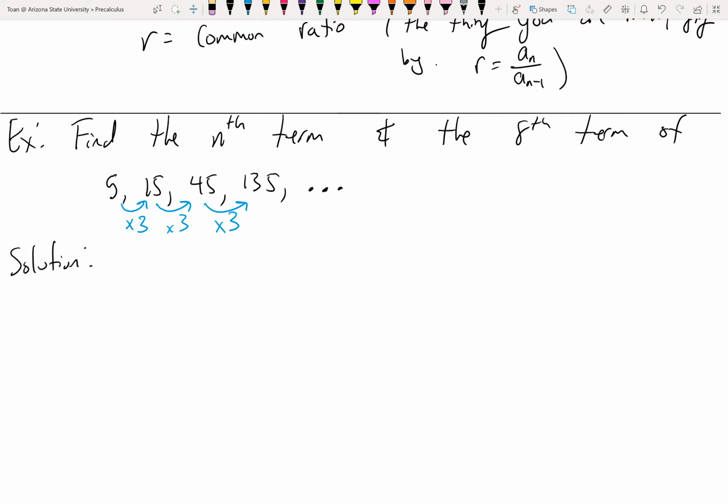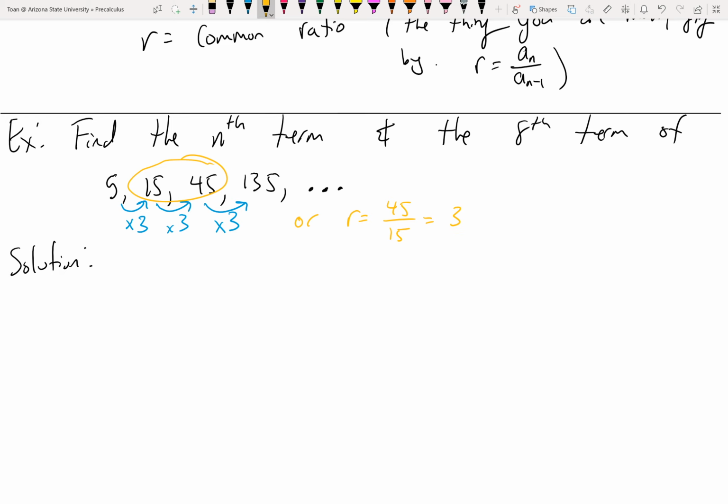Well, let's use a different color. You can always find out what r is by just picking two numbers that are next to each other. It really doesn't matter what two numbers. Let's say these two numbers here. r is always going to be the number divided by its former number. The right number divided by the left number. So in this case, it's always going to be 45 divided by 15, which gives us 3. So all this work tells us that r is 3.